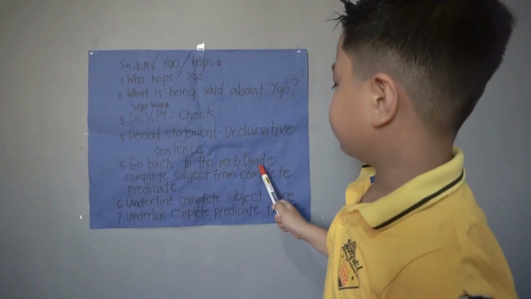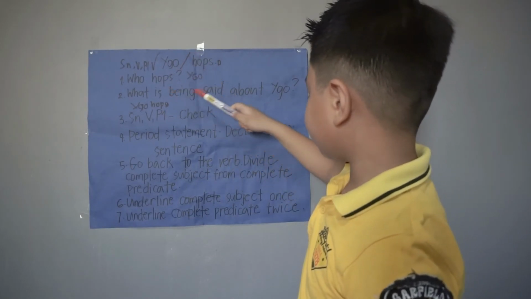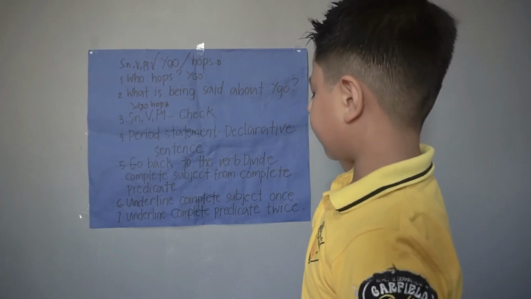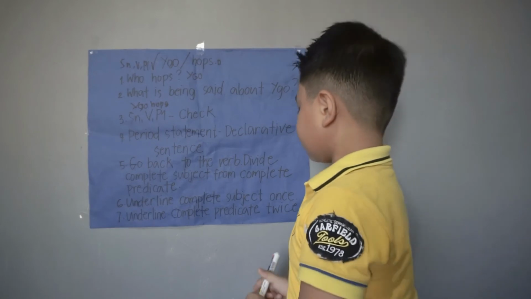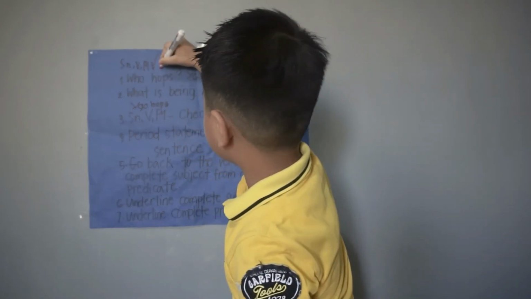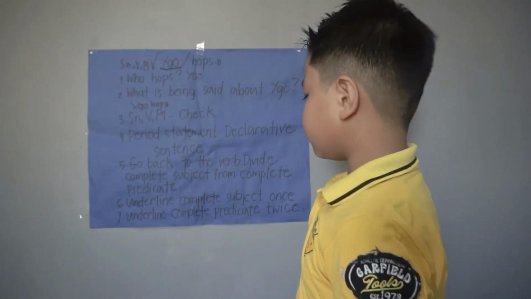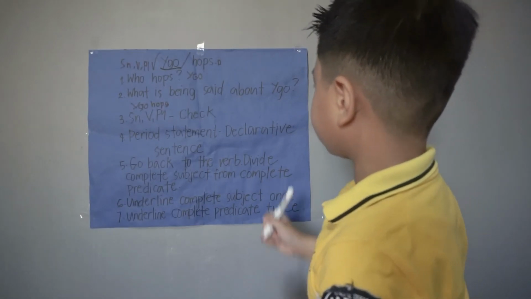Go back to verb, divide complete subject from complete predicate. Underline the complete subject once. Underline the complete predicate twice.